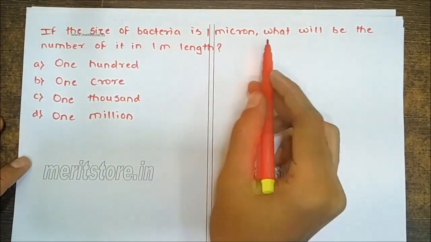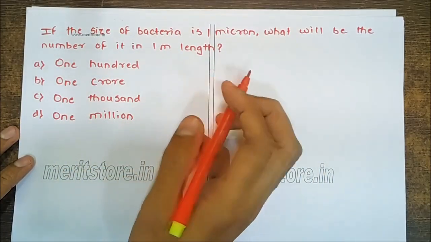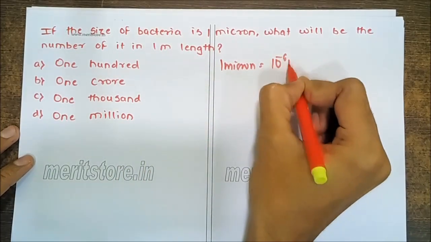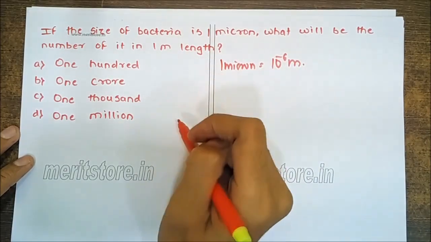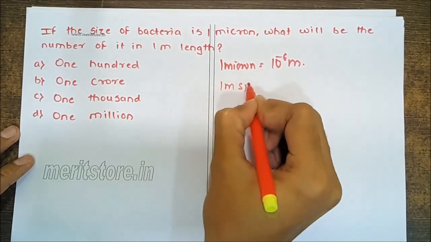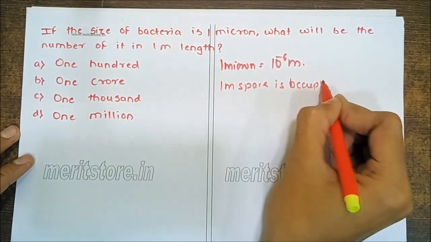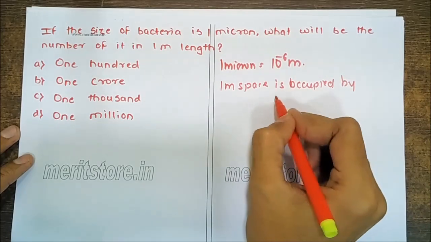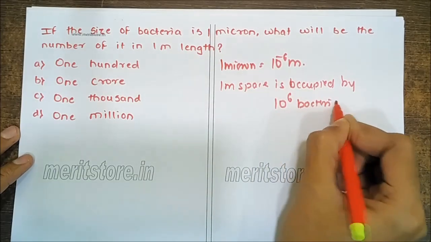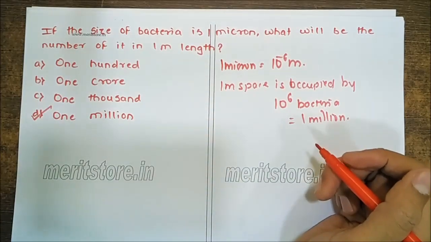If the size of a bacteria is 1 micron, what will be the number of them in 1 meter length? 100, 1 crore, 1000, or 1 million? So if 1 micron is the size, that is 10 raised to minus 6 meters. And this 10 raised to minus 6 meter space is occupied by one bacteria. So 1 meter space is occupied by how many? That will be the reverse of this, that is 10 raised to 6 bacteria, which equals 1 million bacteria. So the correct option is D, 1 million.